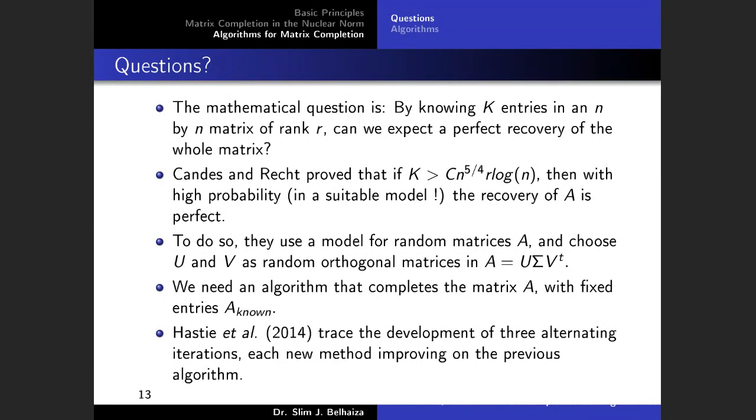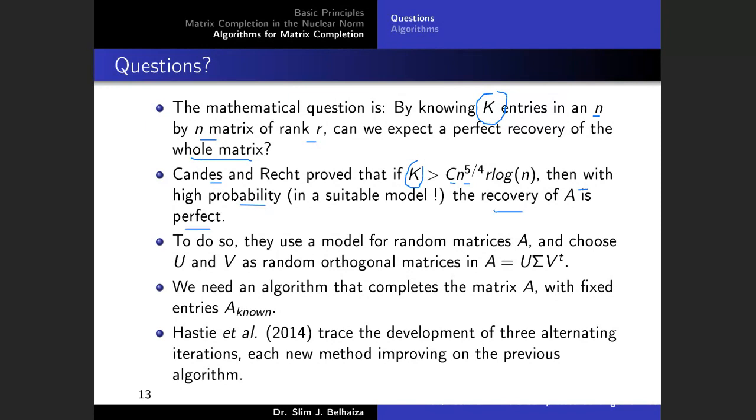So the mathematical question is, by knowing K entries, capital K entries in an n by n matrix of rank R, can we expect a perfect recovery of the whole matrix? The magic is that yes, you can complete a matrix. Candès and Recht proved that if this capital K is larger than C times n to the power 5/4 times R log n, then with high probability, the recovery of A is perfect.